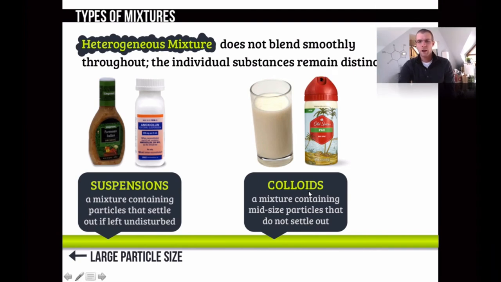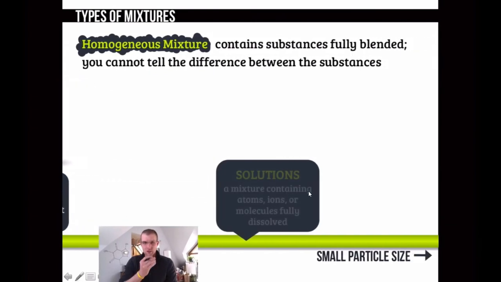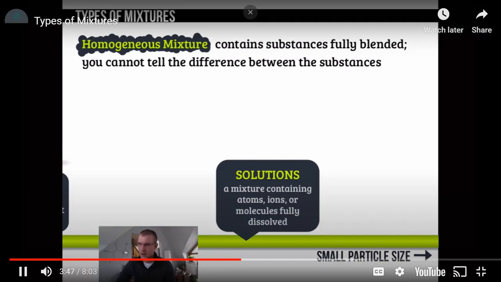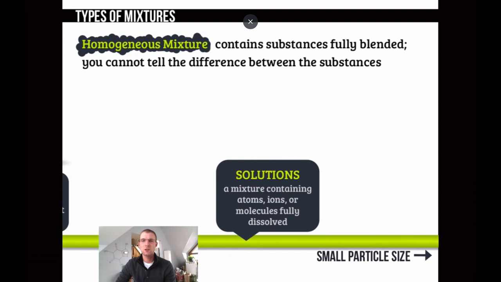Okay. Now, if we slide further down the particle size scale, we get into the homogeneous mixture realm, and this is where it contains substances that are fully blended. Now, I want to make an important distinction here. Blended does not mean bonded. So when I'm making a solution or a homogeneous mixture, I am not encountering a chemical reaction. This is a physical change, not a chemical change. So homogeneous mixtures appear fully blended, but chemically you can still separate these out. However, you can't tell the difference between the substances.